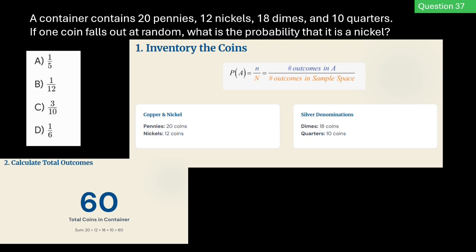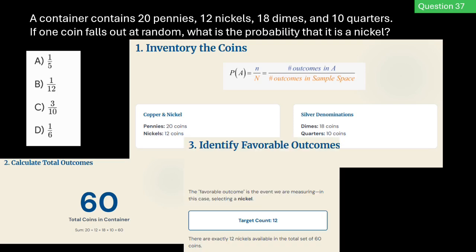So now that we know our total sample space is 60, we can isolate our numerator by identifying our target event. The question asks for the probability that the coin falling out is a nickel. Looking back at our inventory data, the container holds exactly 12 nickels. Therefore, out of the 60 total possible outcomes, there are exactly 12 favorable outcomes that satisfy our specific condition. So our raw probability fraction is written as 12 over 60.